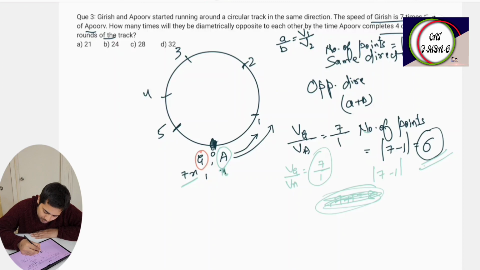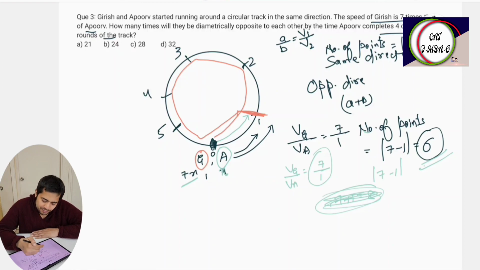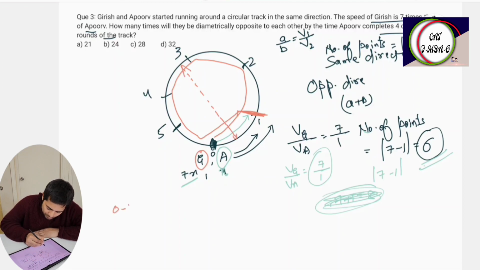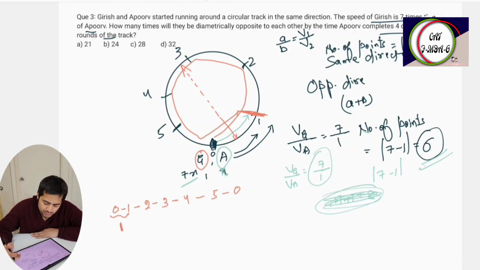So when Apurv goes from 0 to 1, Girish goes from 0 to 1 to 2, 3, 4, 5, 6 and 7, like this. They will meet for the first time here. And while all this is happening, there will be some time somewhere here when they will be diametrically opposite to each other. So from 0 to 1, 2, 3, 4, 5, and again 0. From 0 to 1, one time they will be diametrically opposite to each other.